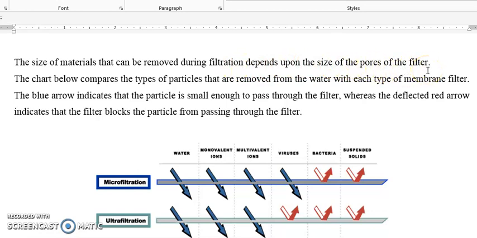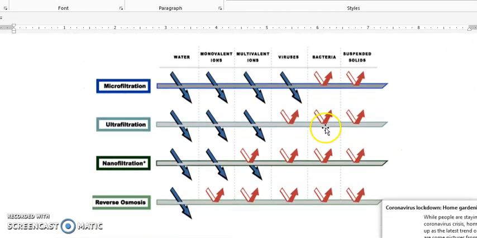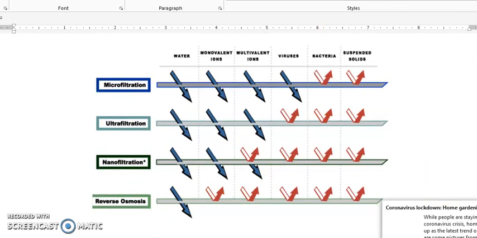Naturally, if the size of the pore is bigger, then it will remove fewer particles, and if the pore size is very small, then it will remove more particles. What particles pass through the membrane and what particles are removed is all clearly shown in this diagram. It is a very nice diagram, you have to understand this.